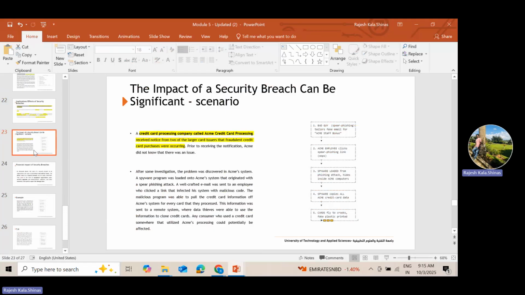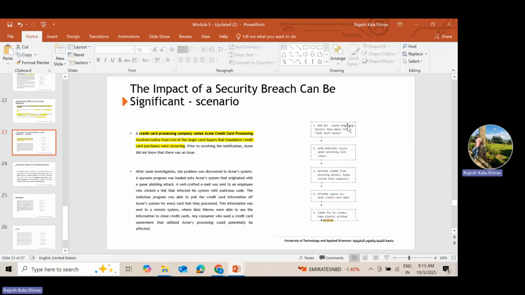There is a scenario that happened in a credit card processing company called Acme Credit Card Processing Company. They got a report that some credit card transactions were fraudulent purchases. So how can they identify that? Here is the impact of a security breach, one scenario for the Acme company. So how did it happen?